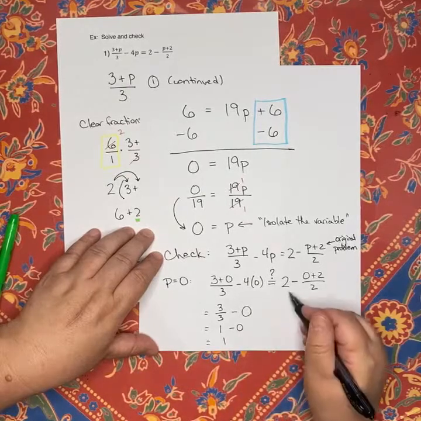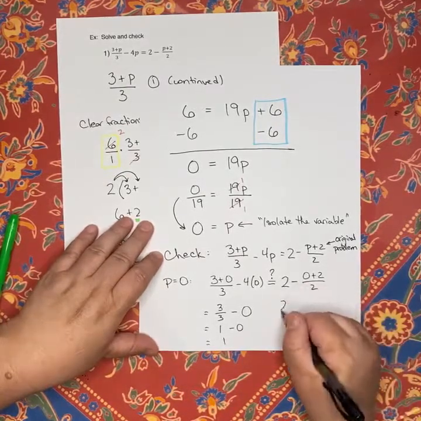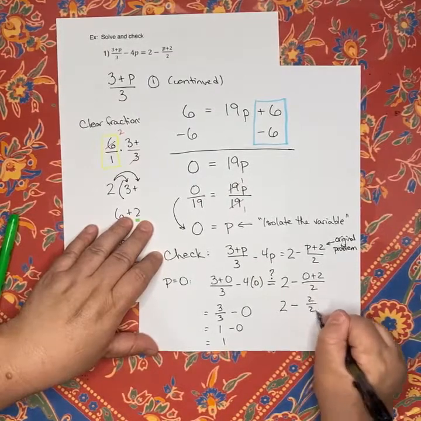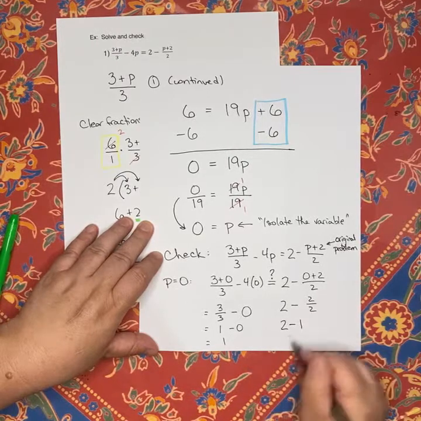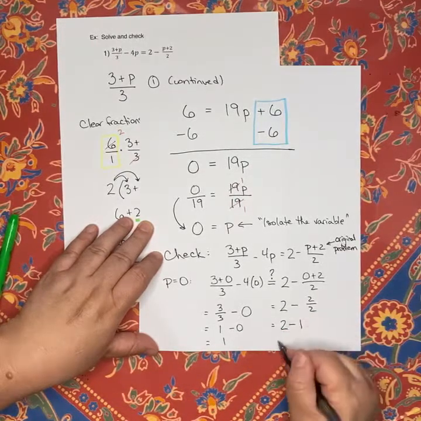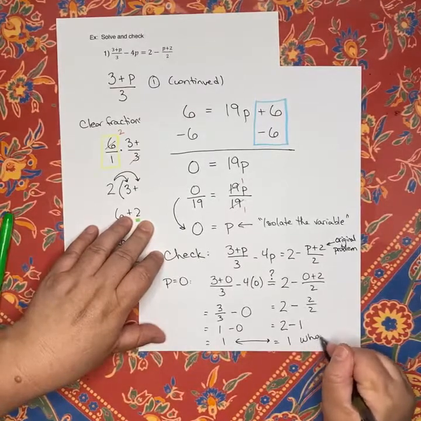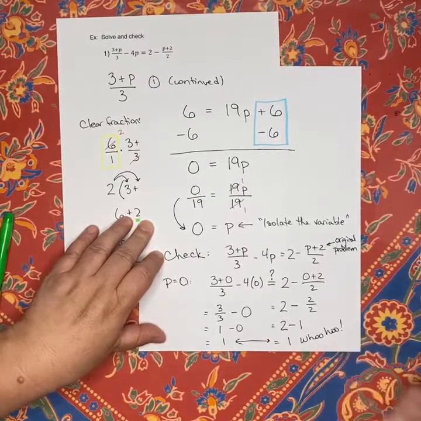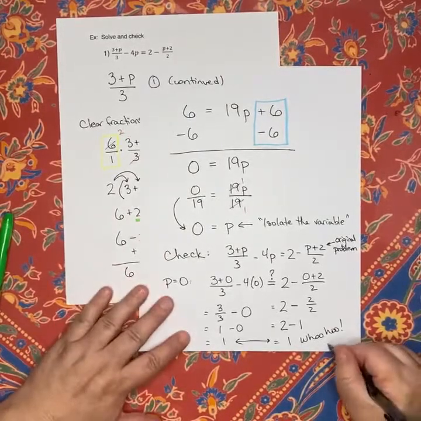I'm going to hope that my right side is also equal to 1. So let's give this a try. This is going to be 2 minus 2 over 2. Well, 2 over 2 is 1. 2 minus 1 is 1. Oh, they match. Woo! Now, generally speaking, most people do not write woohoo. Most people write a little check.